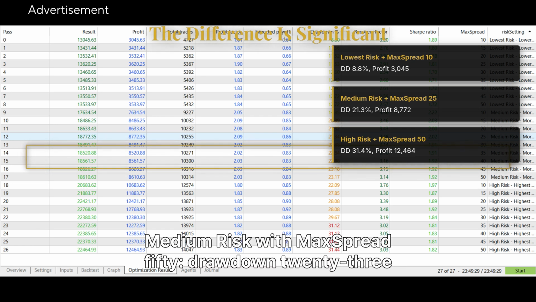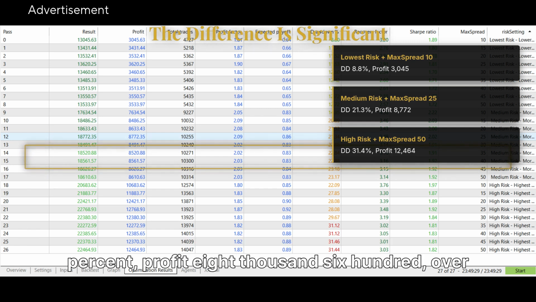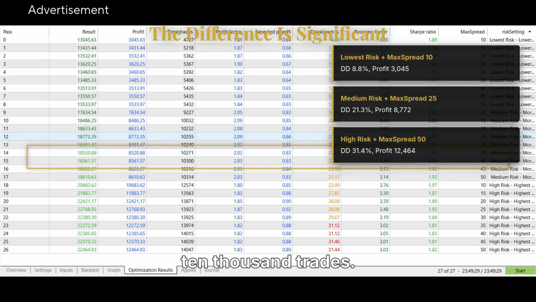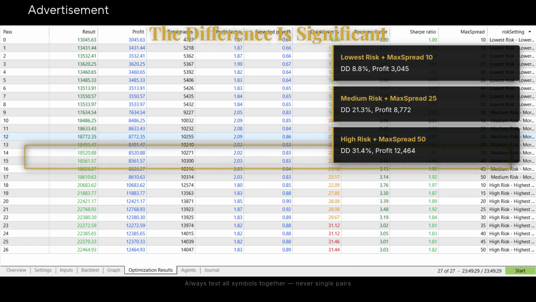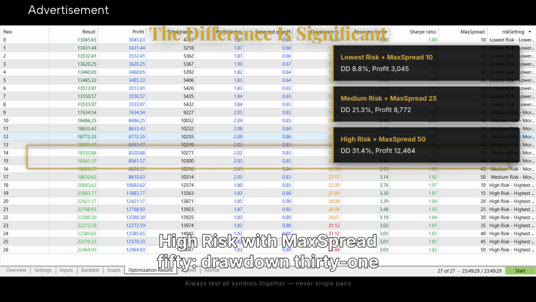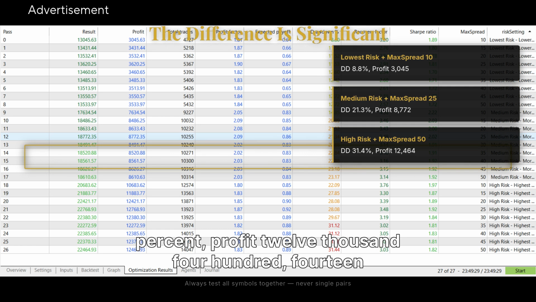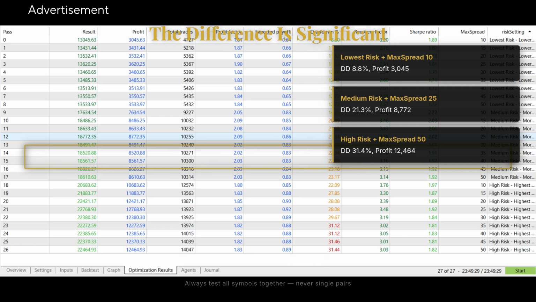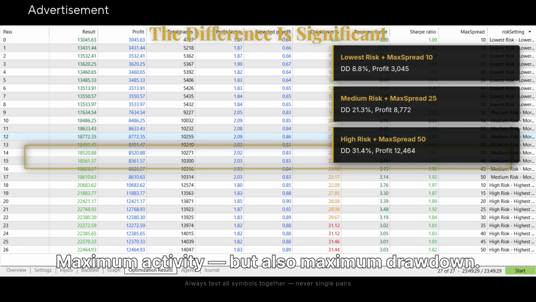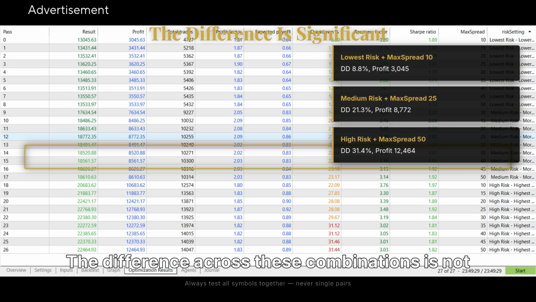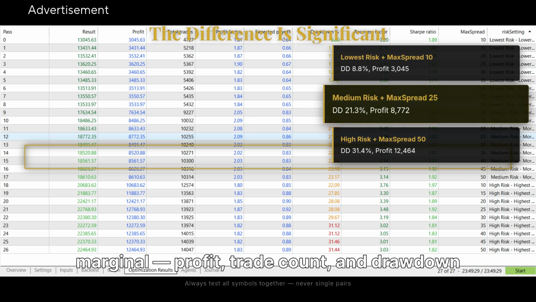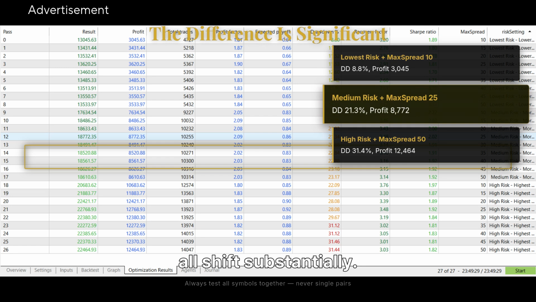Medium risk with max spread 50. Drawdown 23%. Profit 8,600 over 10,000 trades. More aggressive. High risk with max spread 50. Drawdown 31%. Profit 12,400. 14,000 trades. Maximum activity, but also maximum drawdown. The difference across these combinations is not marginal. Profit, trade count, and drawdown all shift substantially.